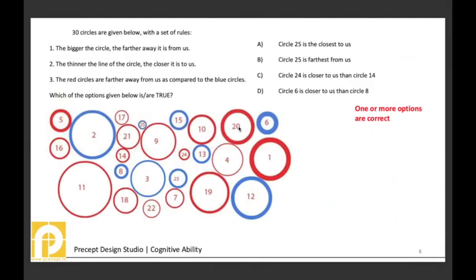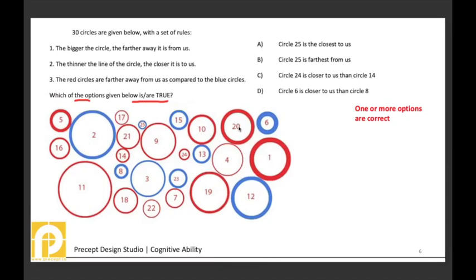30 circles are given below with the set of rules. These are the 3 sets of rules. The bigger the circle, the farther away it is from us. The thinner the lines of the circle, the closer it is to us. And the red circles are farther away from us as compared to blue circles. Based on these rules, which of the options given below is or are true? One or more options are correct.